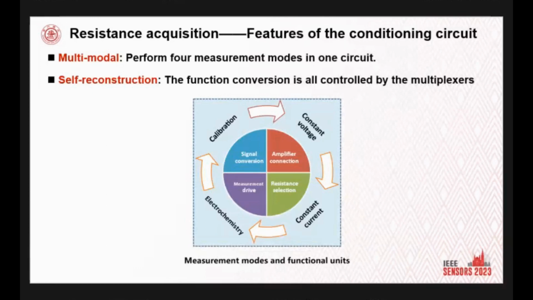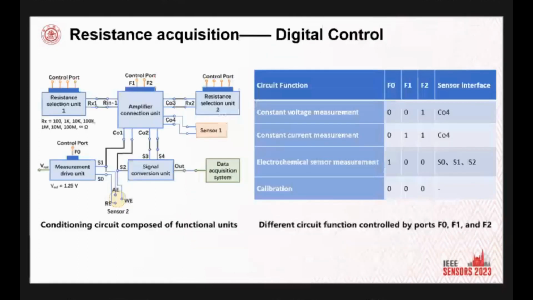The second is self-reconstruction. The function conversion is all controlled by the multiplexers, which are performed according to the software instructions. The block diagram of the fully functional circuit is demonstrated on the left. It mainly includes an amplifier connection unit, 2 resistance selection units, a measurement drive unit, and a signal conversion unit.